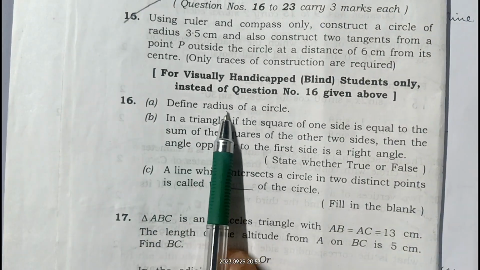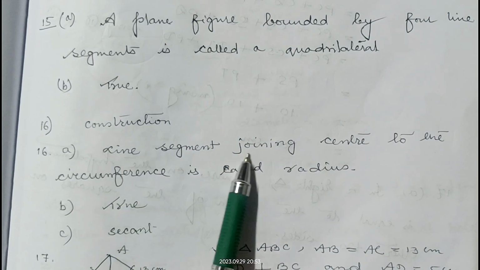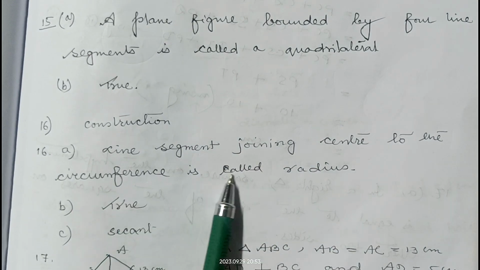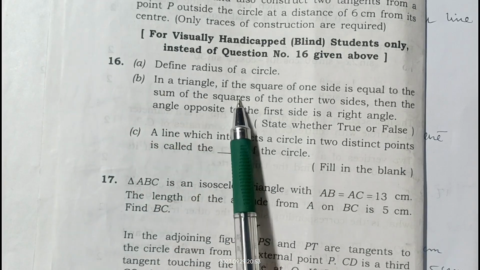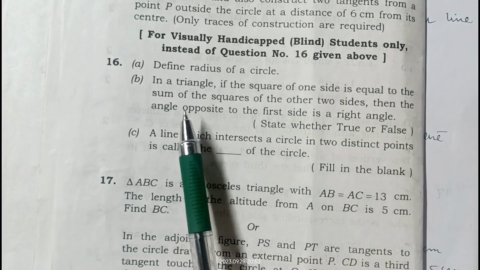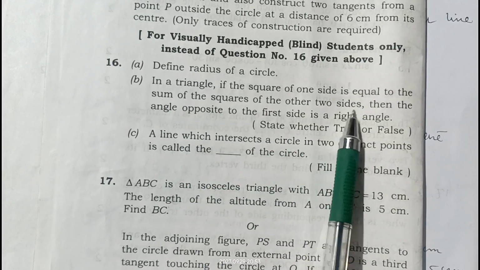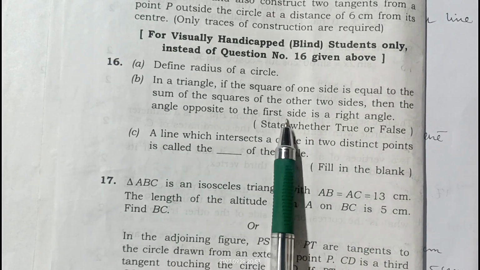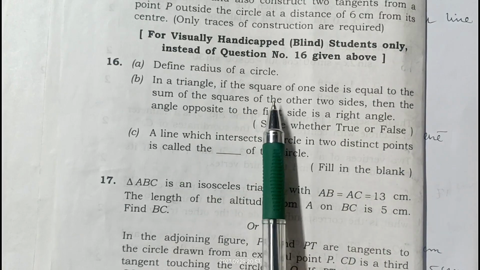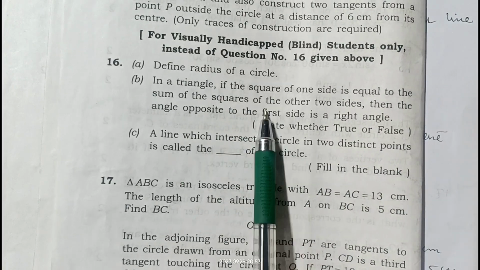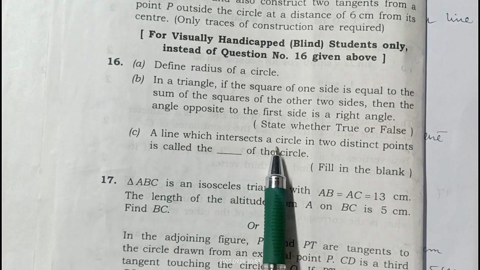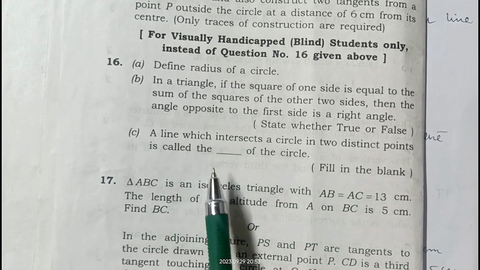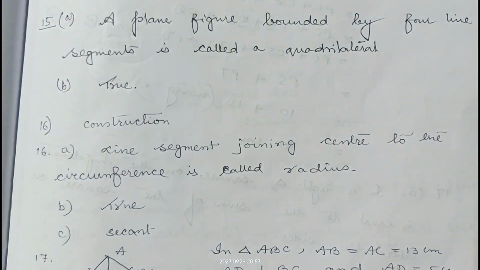First question is define radius of a circle. So here answer is line segment joining center to the circumference is called radius. In 16 second part, it is given in a triangle, if the square of one side is equal to the sum of the squares of the other two sides, then the angle opposite to the first side is a right angle. This is converse of Pythagoras theorem, so statement is true. The third part, a line which intersects a circle in two distinct points is called secant, so answer will be secant.